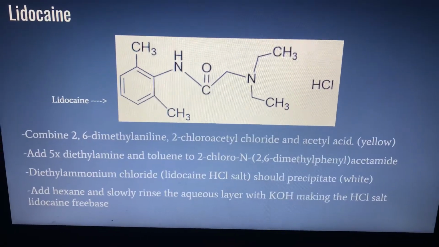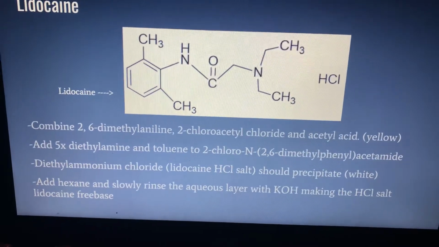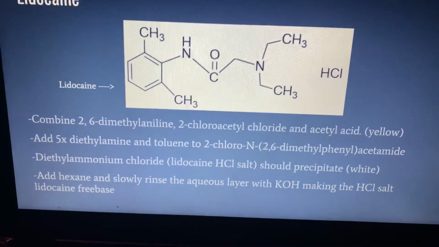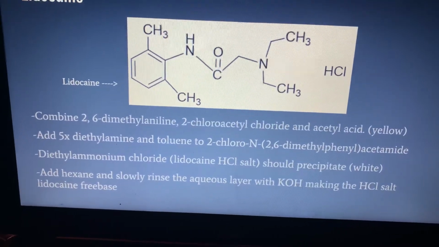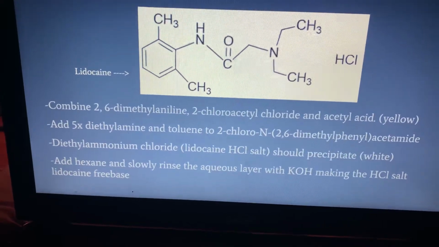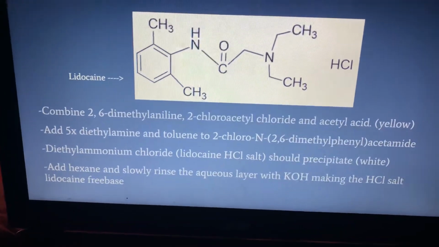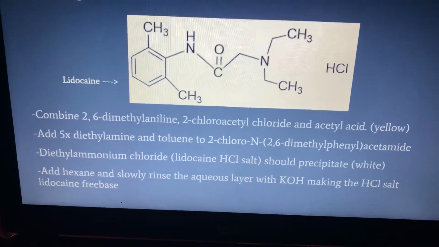Once that starts to form, you want to add hexane and slowly rinse the flask. And keep in mind that the ammonium chloride is water soluble, so you don't want to ruin that. And your precipitate that you get is a lidocaine free base.